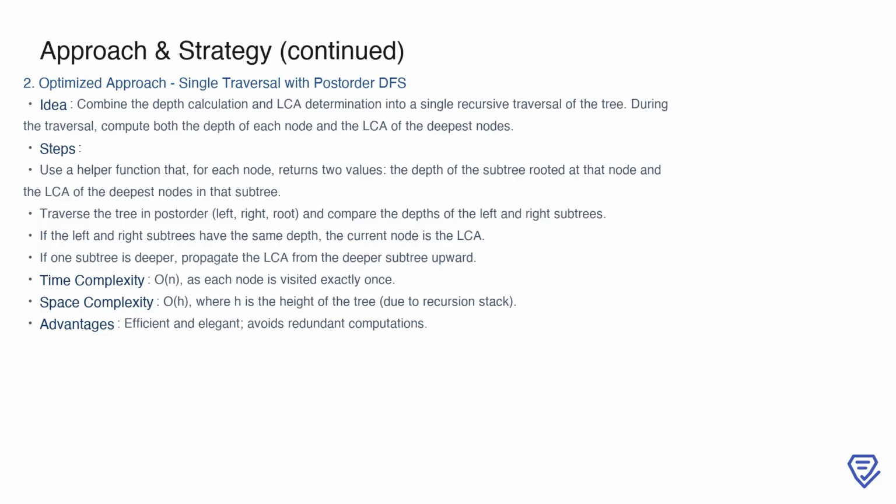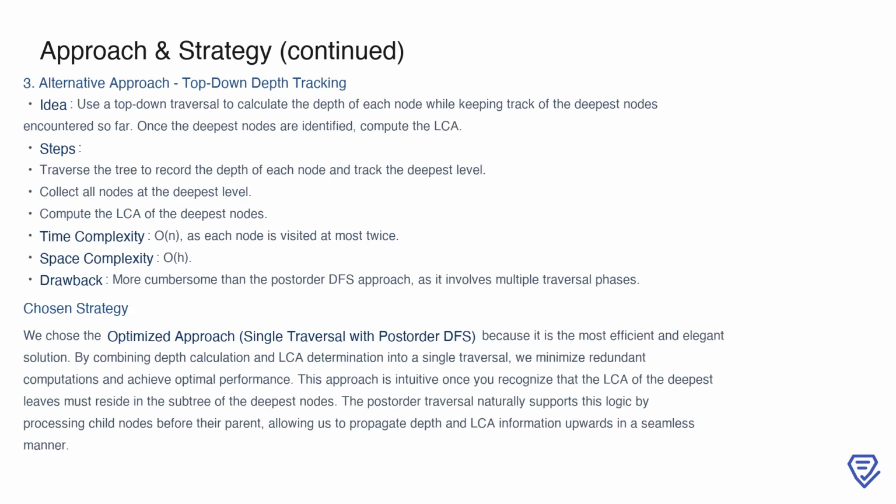Its elegance lies in avoiding redundant computations, making it an ideal solution for this problem. Another possible method is the top-down depth tracking approach. Here, we traverse the tree while maintaining depth information for each node. As we traverse, we identify the deepest nodes and track them. Once we've collected all nodes at the deepest level, we perform a final computation to determine their lowest common ancestor.